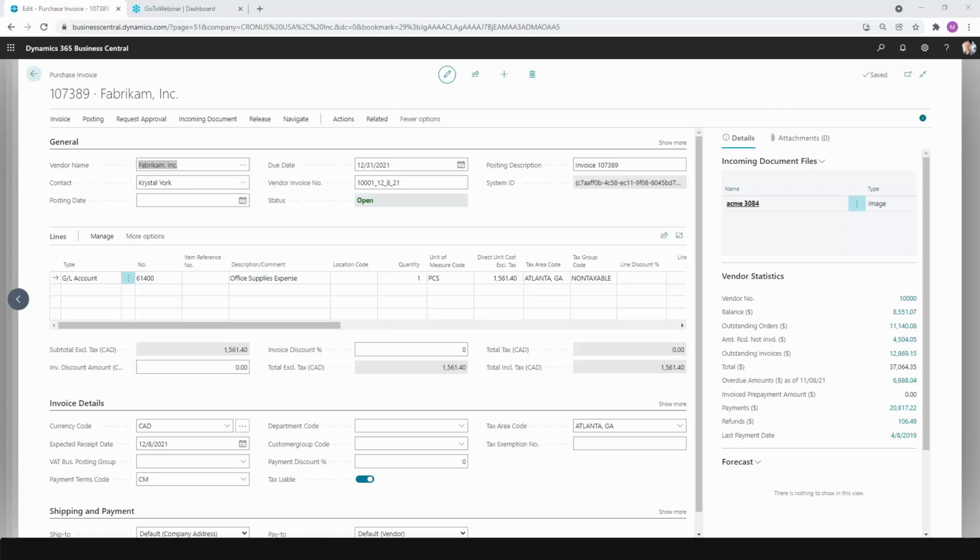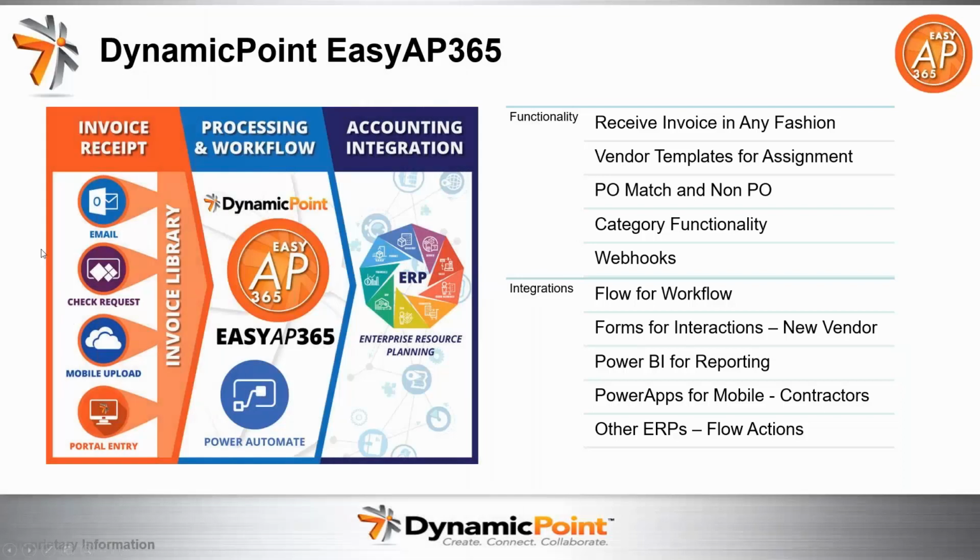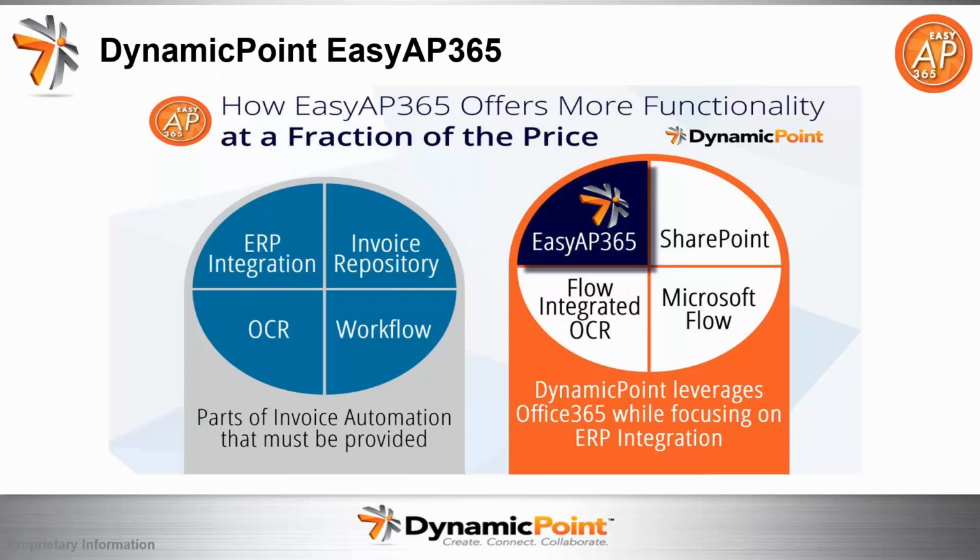So just to recap, the steps that we covered, we went through the receipt and the different ways I get to use Office 365. We went through the processing, the different ways I get to use Office 365 from an approval perspective. And last but not least, it brought it into the accounting system ready to be posted and paid. So those are the steps we're taking you through.